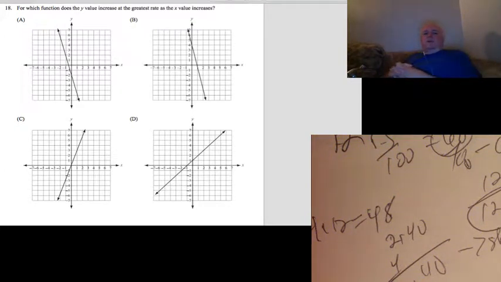Okay, for which function does the y value increase at the greatest rate of the x value as the x value increases? Now, some of you may not have done coordinates or slope or things like that, which, by the way, is going to be on the SHSAT, especially if you're taking the grade 9 SHSAT. It will definitely be there. In the event, enough of you should know about what the x and y coordinates are doing anyway, even if it wasn't taught in your classes yet.